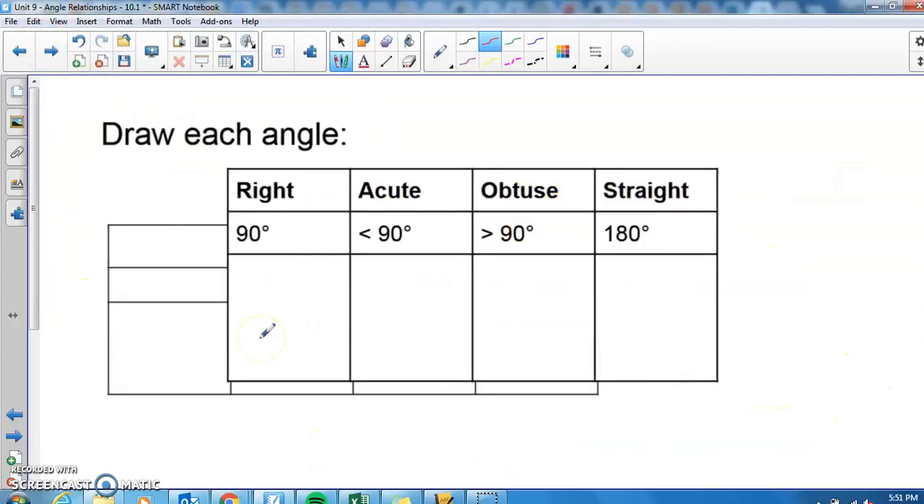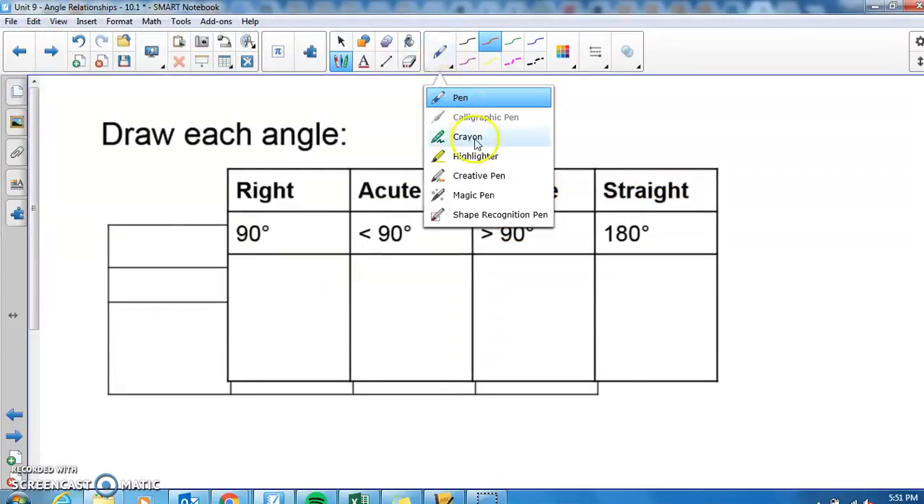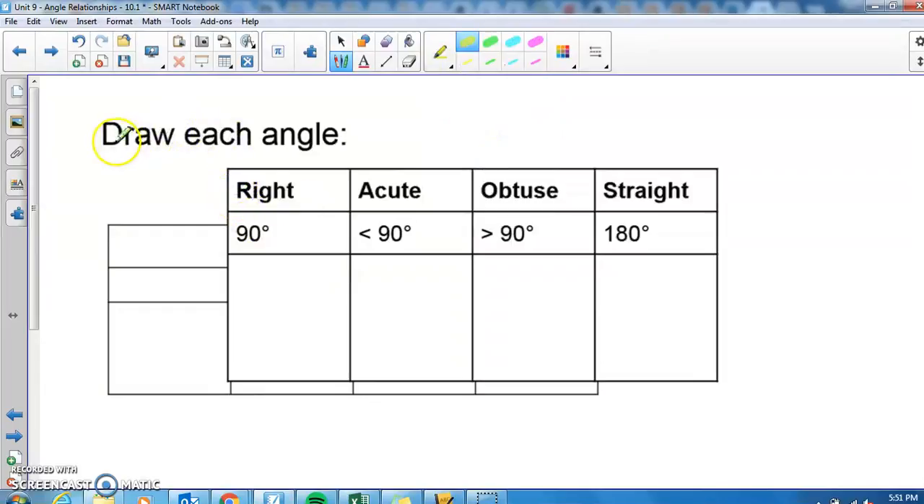All right, so what I want you to do here, yes, I do want you to draw this. So if you'll draw this chart here, label it right, acute, obtuse, straight, and we obviously know that a right angle measures 90 degrees, an acute angle is less than 90, an obtuse angle is more than 90, and a straight angle is exactly 180 degrees. Now hopefully your drawing will be a little bit better than mine.